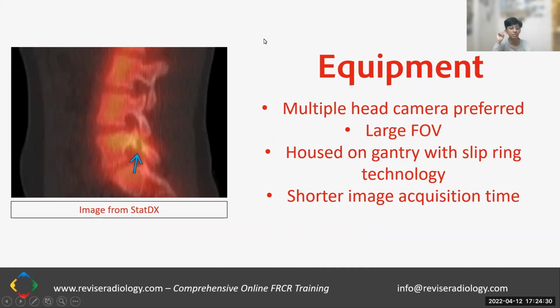Okay, so you can have either a single camera system or a multiple camera head system. A multiple head camera system is preferred because first of all, the field of view is larger. It's housed on a gantry with slip ring technology, which enables that smooth circular motion around the patient in order to pick up radiation from every direction. The other advantage of having a multi-head camera system is a shorter image acquisition time. So you'll be able to pick up enough photons within a shorter acquisition time, and you don't need to be worried about the radiopharmaceutical distribution changing too much.